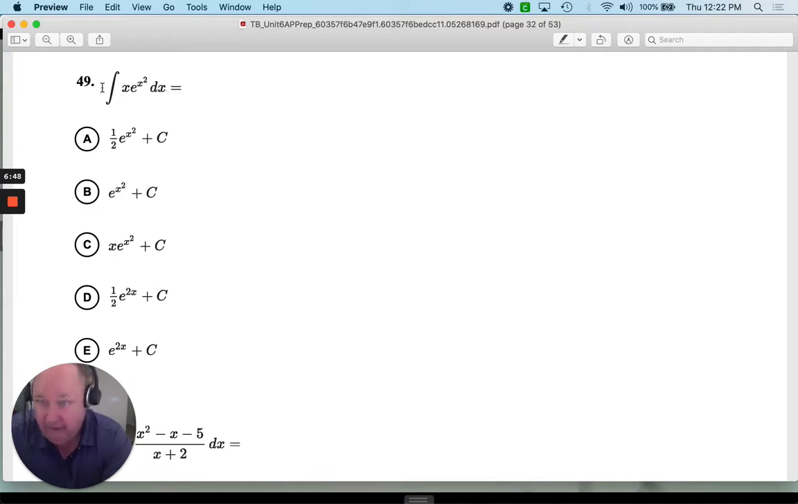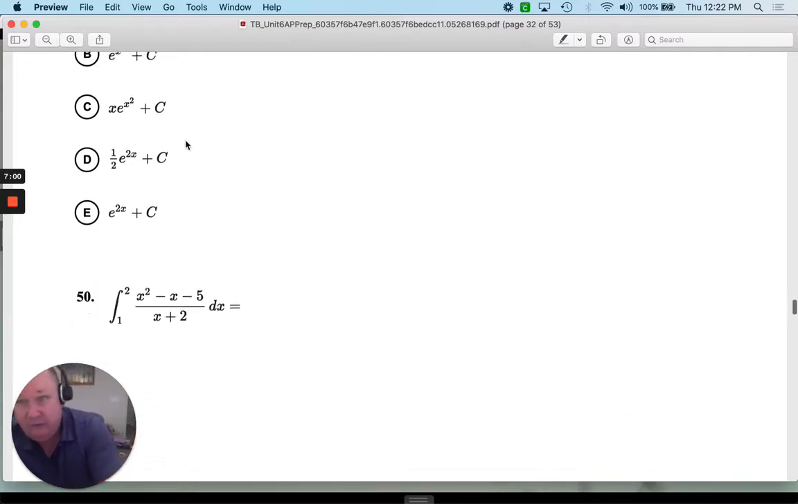So I need a 1/2 in front. So simply the 2x goes away. It starts with 1/2, unhook, and then the rule for e is copy it. So it's 1/2 e to the x squared plus c. So the answer is A.